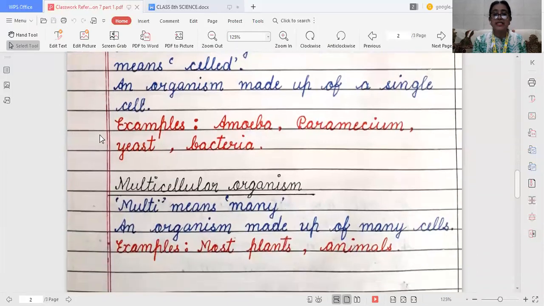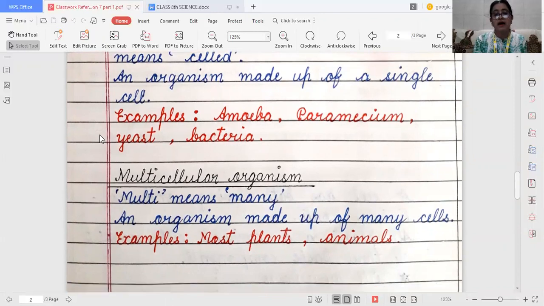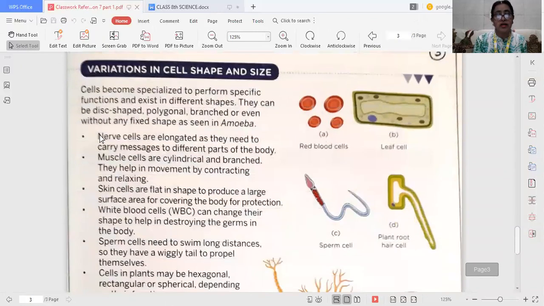Second is multicellular organism. Multi means many, means these organisms are made up of many cells, more than one. Like most of the plants and animals, they are multicellular organisms.